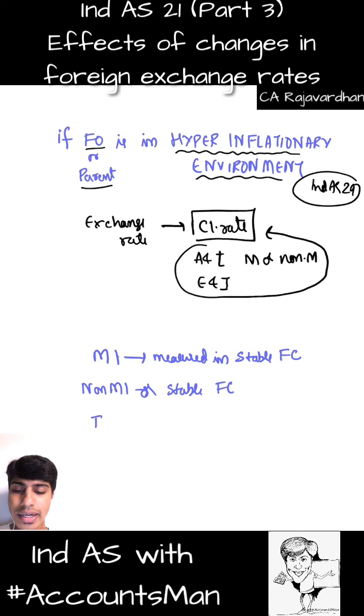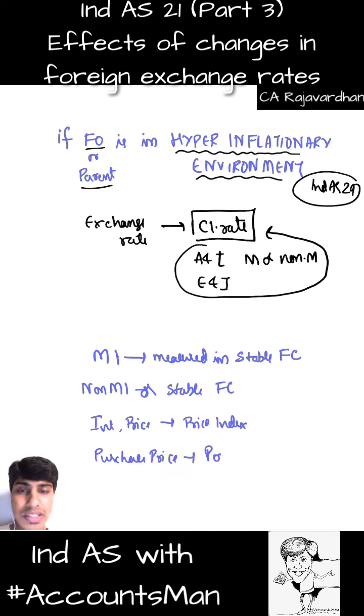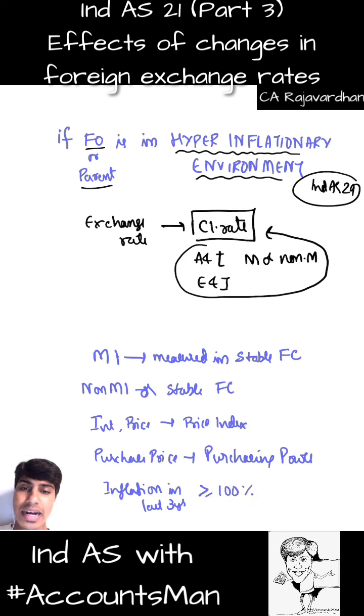Or interest and prices are determined by the price index. Then purchase price is determined by purchasing power. Or we can say inflation in the last 3 years is greater than or equal to 100%.